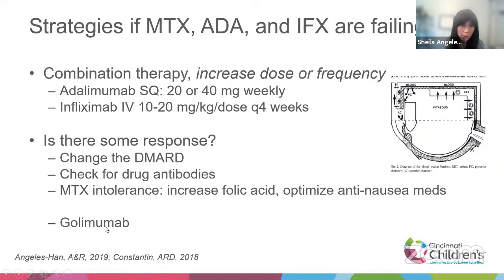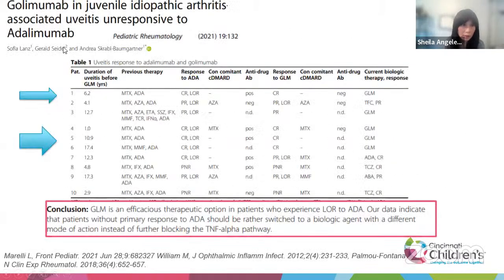One other medicine that I think about using if I've had some response to the traditional TNFs is golimumab. And a study recently, 2021, by Dr. Lance has shown that in children who had a response to adalimumab, a complete response, but for some reason started failing, when they switched to golimumab, it seemed to be more effective for those children as opposed to children who did not have an initial response to adalimumab. So I think that golimumab is another medication that you consider if your traditional therapies fail.